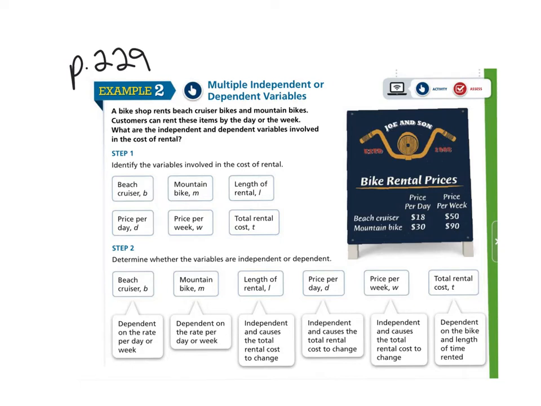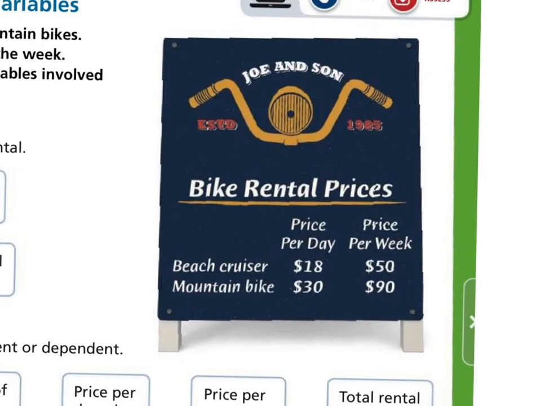Page 229, continuing our lesson 4.8 on dependent and independent variables. A bike shop rents beach cruiser bikes and mountain bikes. Customers can rent these items by the day or the week. What are the independent and dependent variables involved in the cost of the rental? So first of all, here's some information.